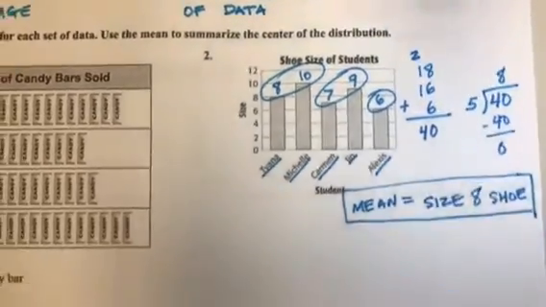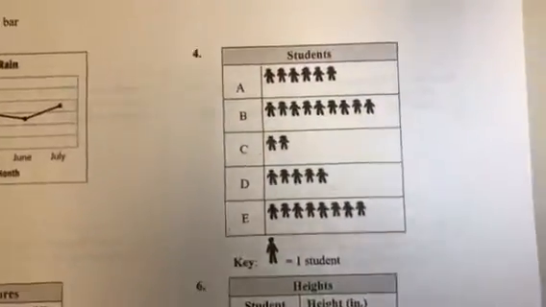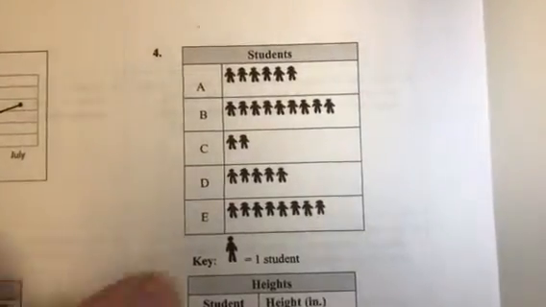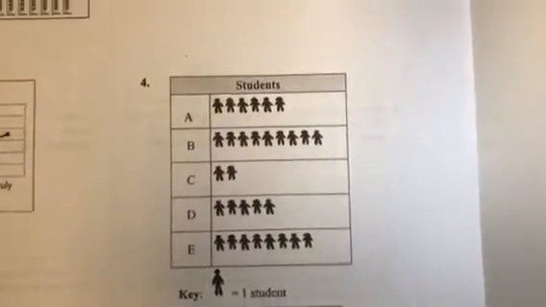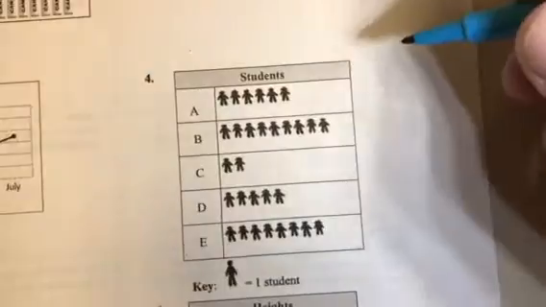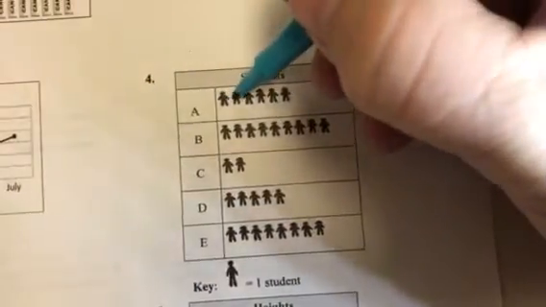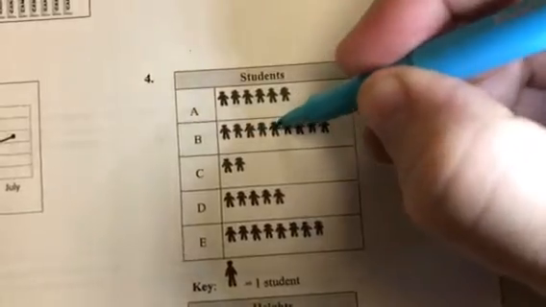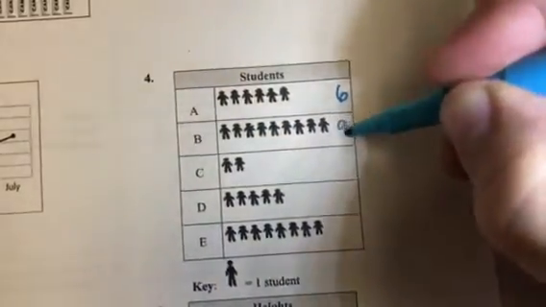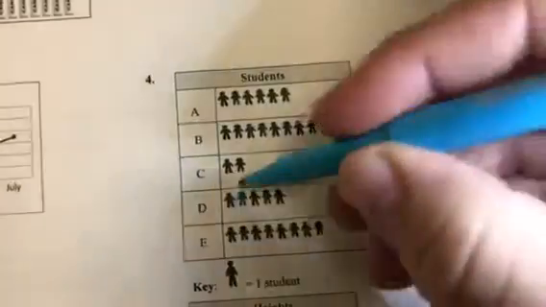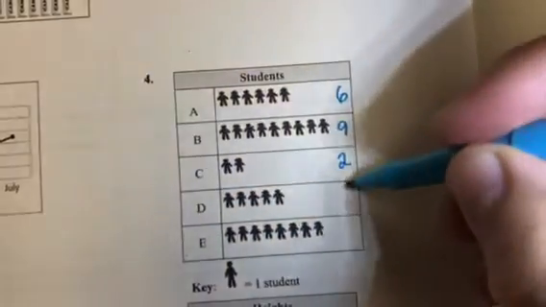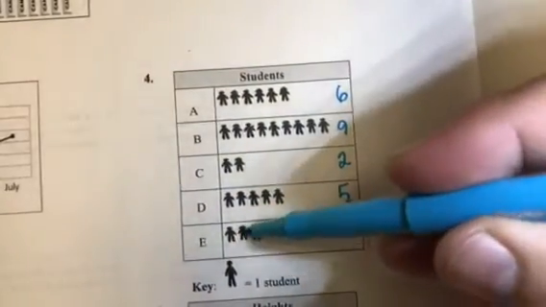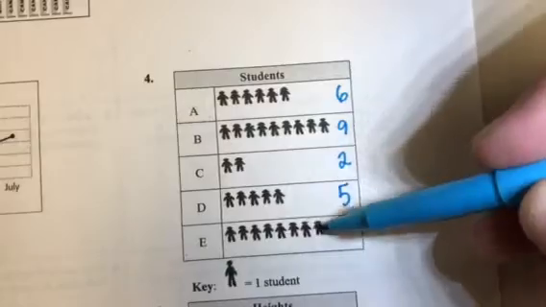Let's see. I'll take a look at maybe this pictograph here. Every picture equals 1 student, so I'm quickly going to label my graph. 1, 2, 3, 4, 5, 6. 1, 2, 3, 4, 5, 6, 7, 8, 9. 2, 1, 2, 3, 4, and 5. 1, 2, 3, 4, 5, 6, 7, 8.